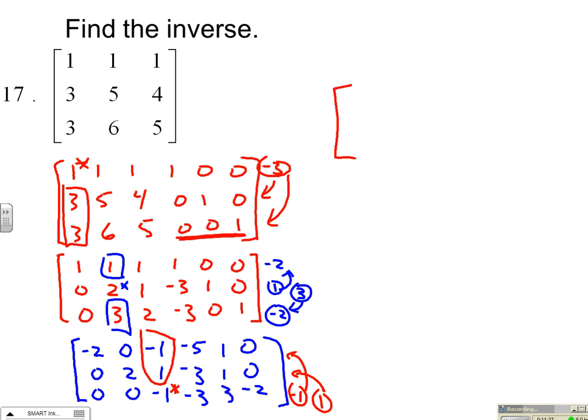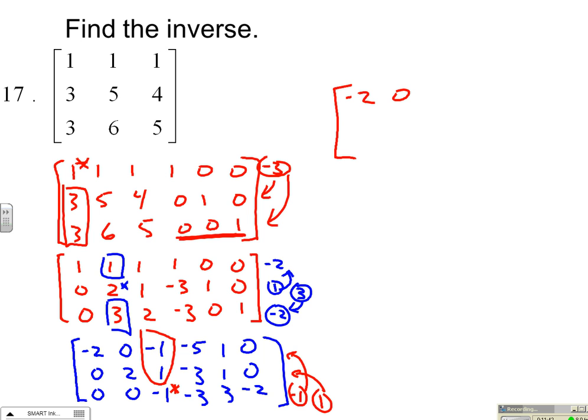I get -2 and 0. I get 0 and 0. I get -1 and +1, 0. That was our purpose. I get -5 and +3, -2. I get 1 and -3, -2. And I get 0 and +2, 2.